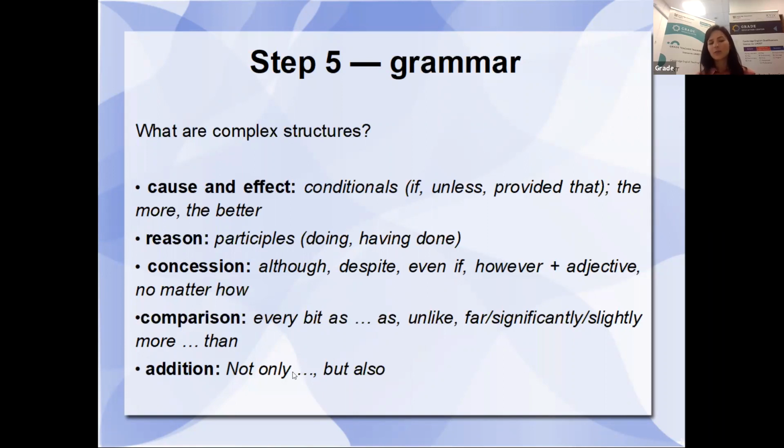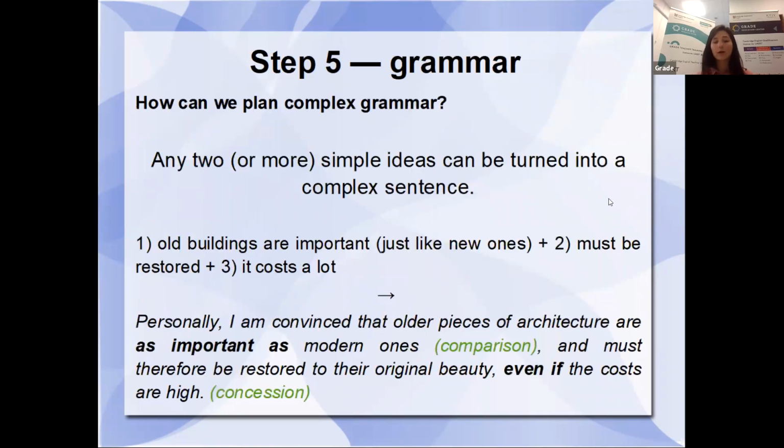Addition, when you add things, and somebody mentioned inversion. I like this type of inversion because it's very simple if you use it in the function of addition. So not only something does this, but it also does this. Or not only will these steps, these measures lead to this, but they will also contribute to this. And easy to use. These are just some. I know that you know many more, but let's have a look. And basically how we plan complex grammar.